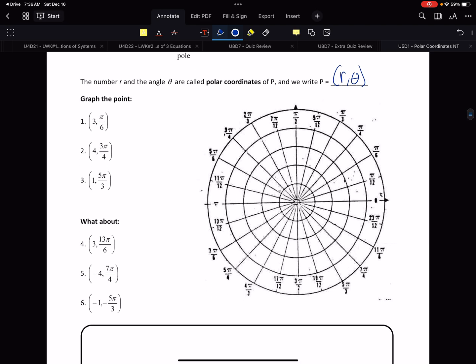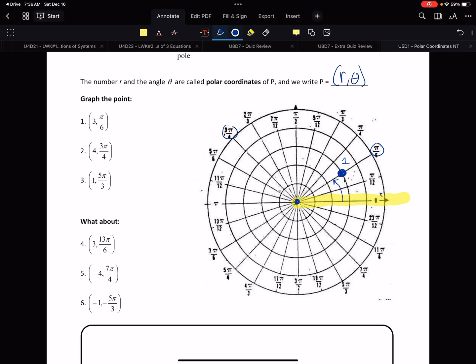So if we look at this, here's our polar axis right there on that 0 degree line. The idea is for 3, pi over 6: pi over 6, we're here. We're on this line. Here's our pole. We are going 1, 2, 3 from that pole. So right there, that's our point 1, that 3, pi over 6. We rotated up pi over 6 radians to get to that line, and then we went 3 away from the pole.